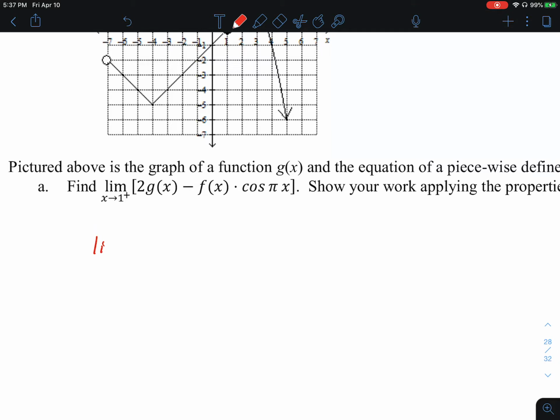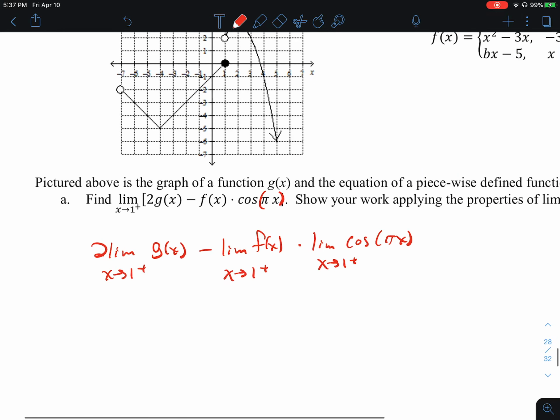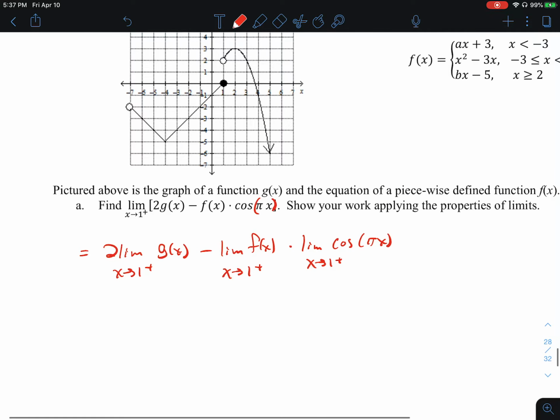So this limit, as x approaches 1 from the right, could be written as the limit of g of x, could pull the 2 out to the front, minus the limit of f of x as x approaches 1 from the right, times the limit of cosine of pi times x. Should be parentheses here. Not sure why there aren't. That needs changed. So using some limit rules, I just wrote this in a way that I think is easier to look at.